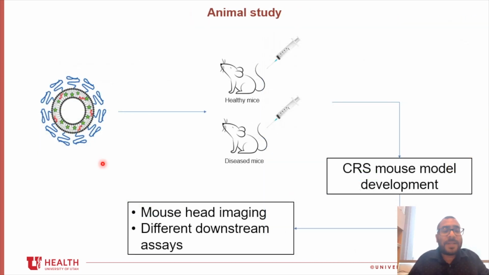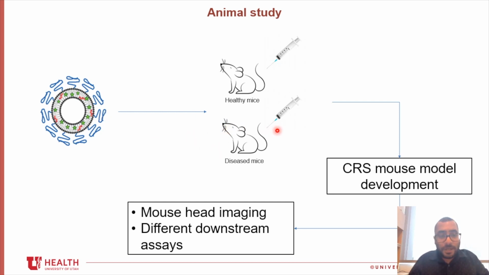So finally, we decided to deliver this liposome, which had the indocyanine green incorporated into the bilayer, into the healthy mice and diseased mice. And diseased mice here had inflammation in their sinuses, or we created a CRS mouse model so that we can see whether the liposomes will accumulate in the sinuses or not.